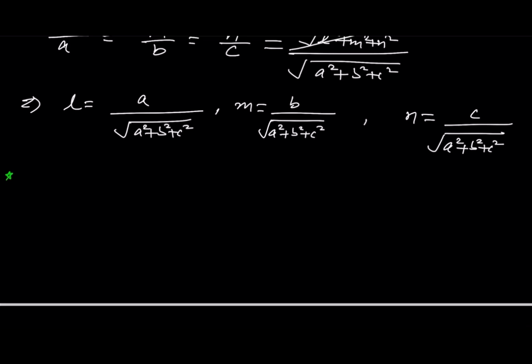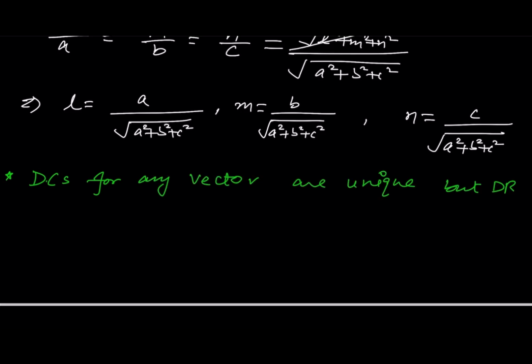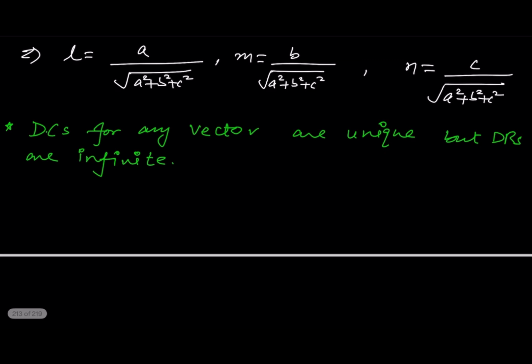Let us write an important point. Direction cosines for any vector are unique, but DRs are infinite. This can be understood by taking an example. Let's say DCs for any vector are 1 by root 3, 1 by root 3, 1 by root 3.